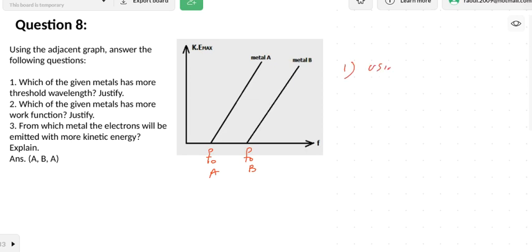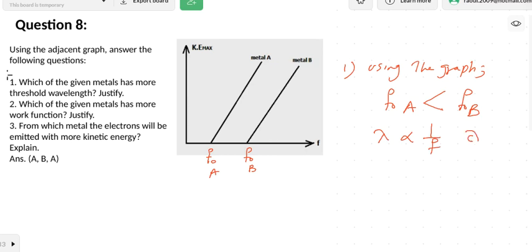So using the graph, we conclude that the threshold frequency of metal A is very clearly less than the threshold frequency of metal B. And we know that the wavelength is inversely proportional to the frequency. All of us know this from the formula lambda equal c over f, or v over f. So if the wavelength is inversely proportional, therefore the threshold wavelength of A will be greater than the threshold wavelength of B. If I can't read the threshold frequency, I can't answer this part.